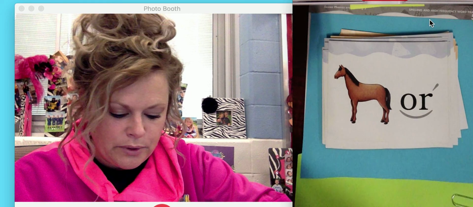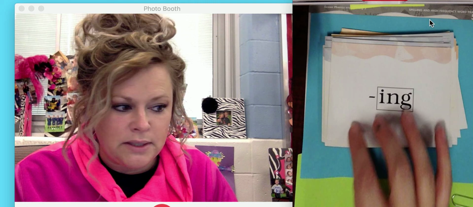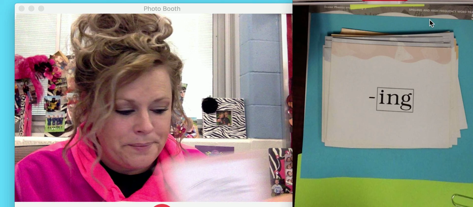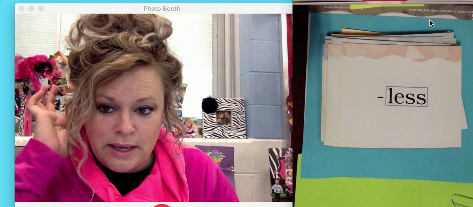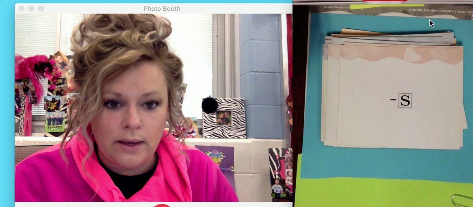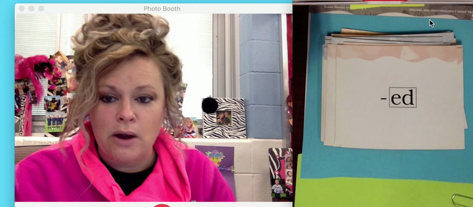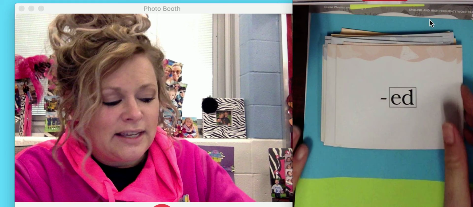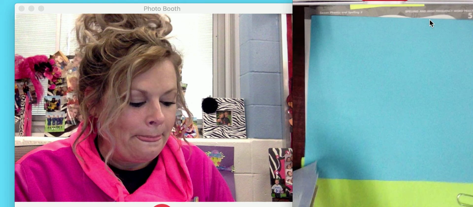All right, real quickly, the suffixes. There's more suffixes in the English language, but these are our focus for now. This is suffix ing, something that is happening now. Suffix less, which when added to a base word means without. And suffix s, which means more than one, can also mean something that's happening now. And suffix ed, which means something's already happened. There are three sounds for this ed suffix: ed, d, t. Okay, let's go ahead and get those off to this side here, and let's review some sounds.